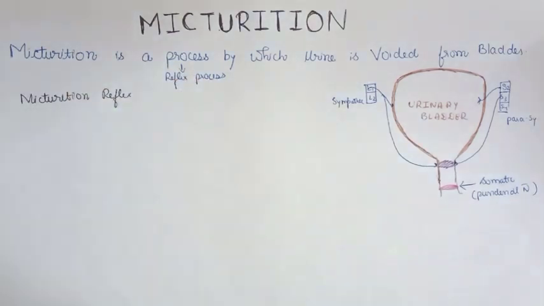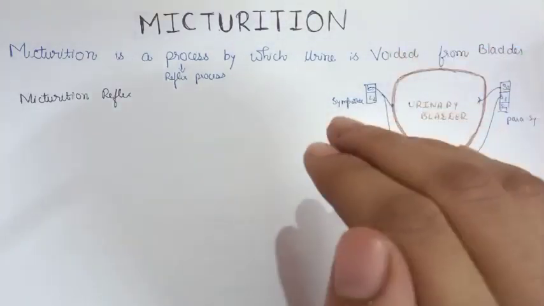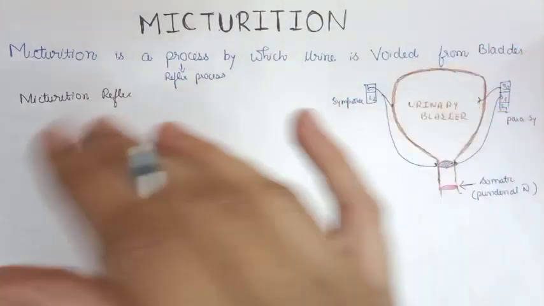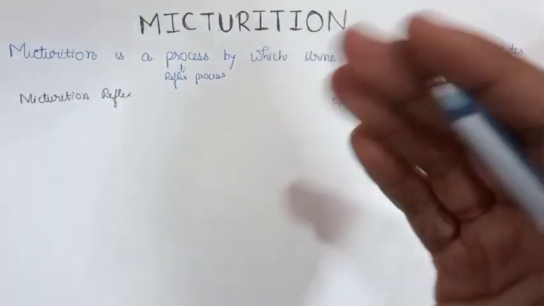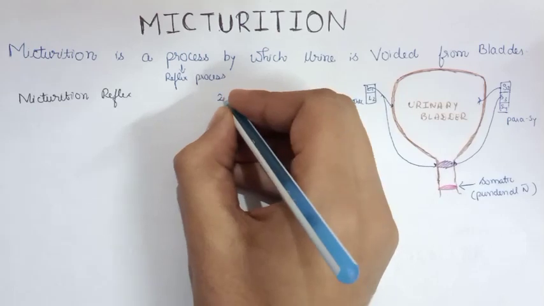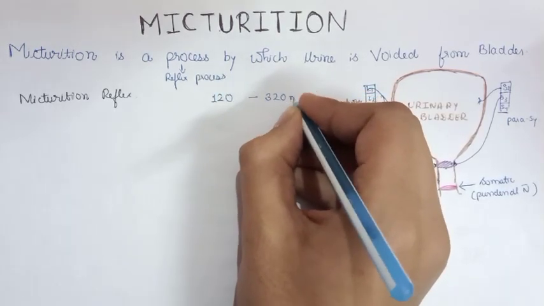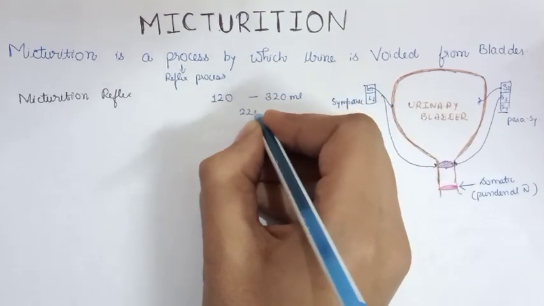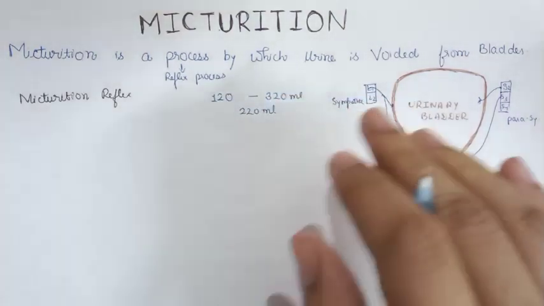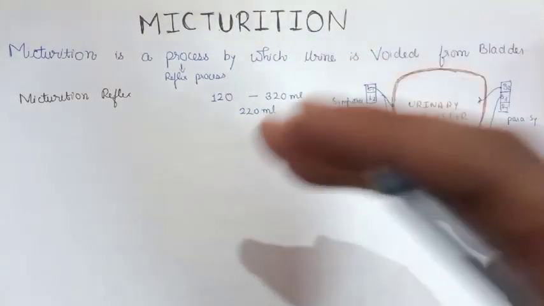So micturition, first you have to decide when the micturition reflex will start. For that you should know about the capacity of the bladder and generally what is the normal level of bladder filling and when the micturition reflex begins. See, the normal capacity of bladder ranges from 120 to 320 ml and the average will be around 220 ml. So till 220 ml is the normal capacity of the bladder, but it can be expanded further till 500 ml.